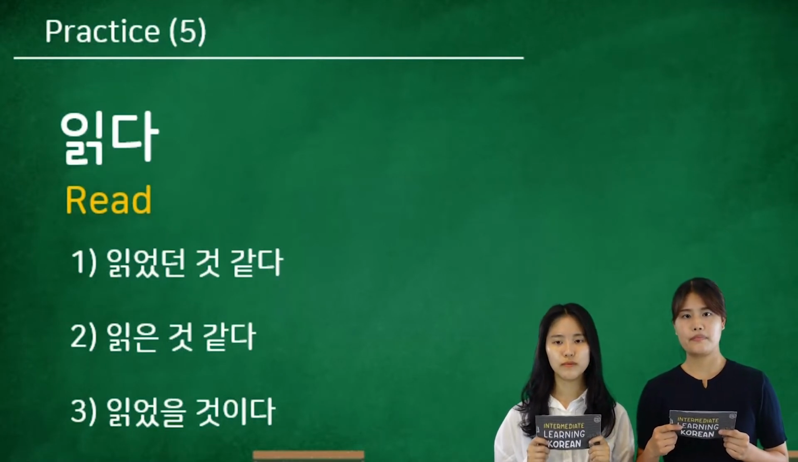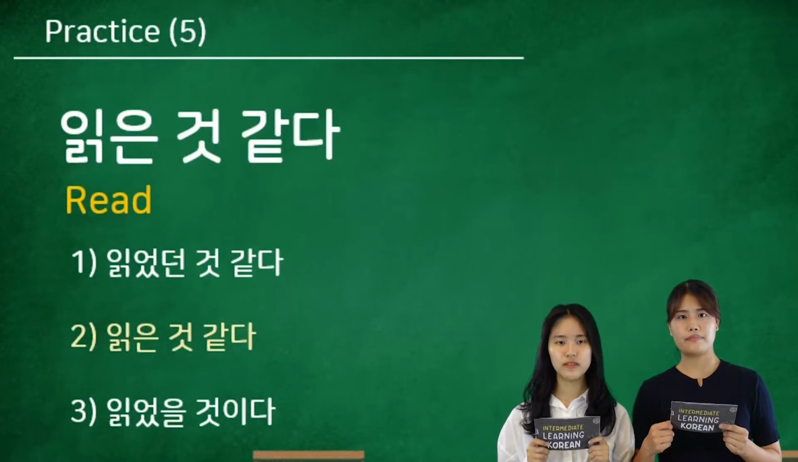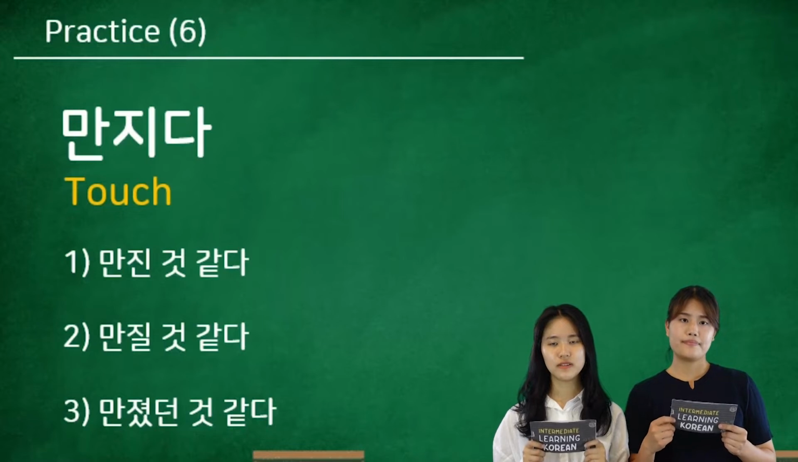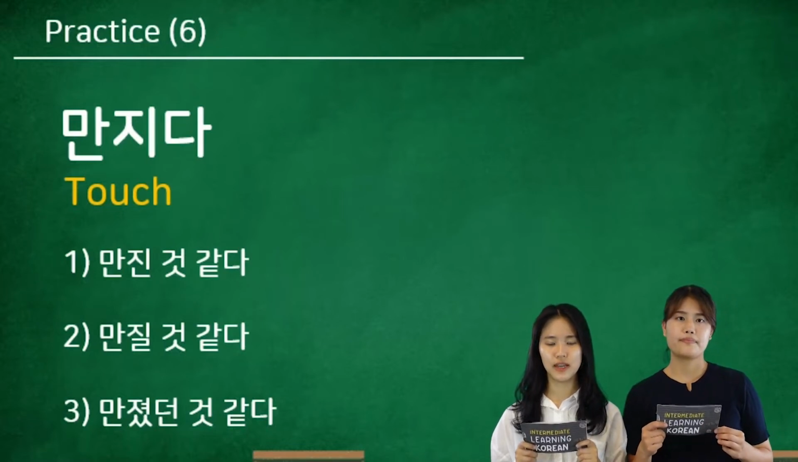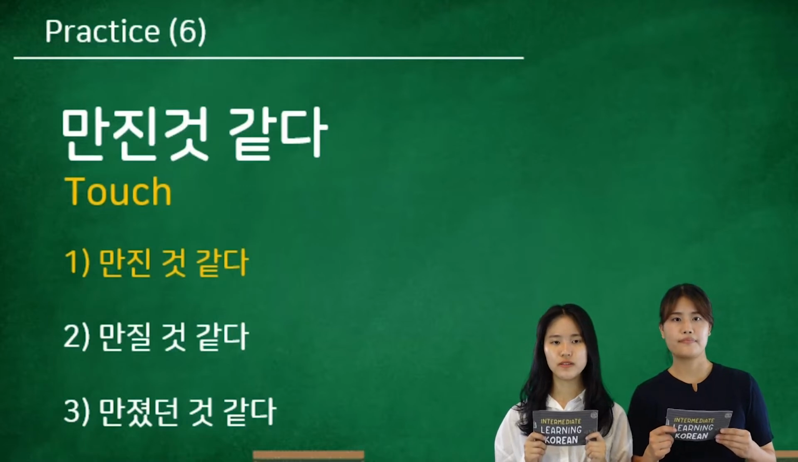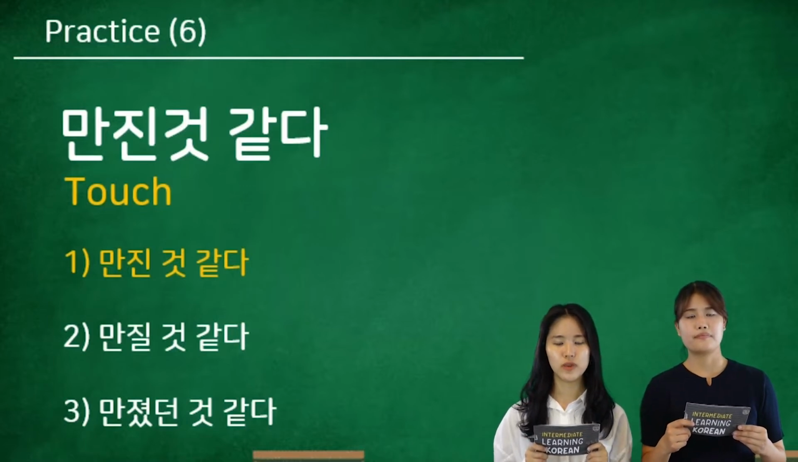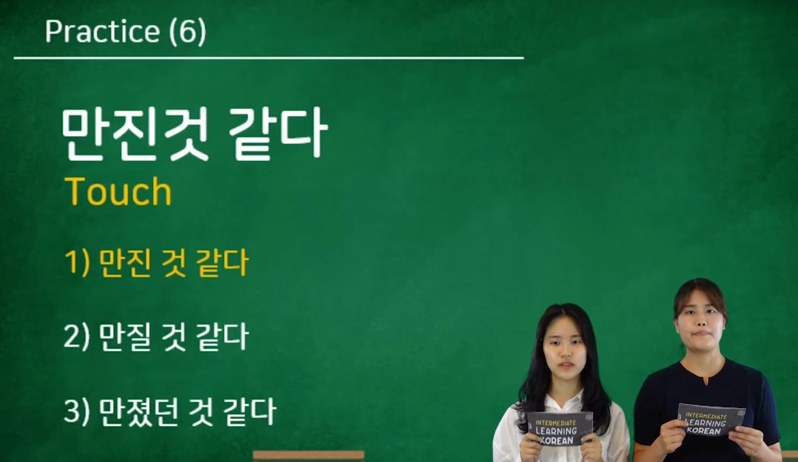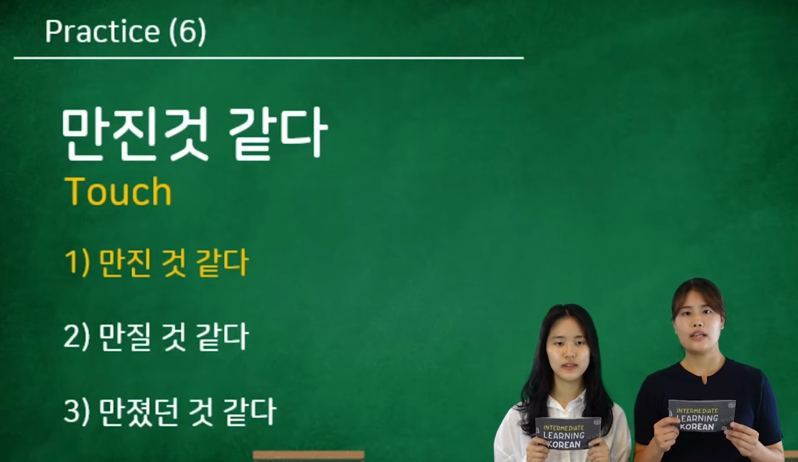Yes, next one, 만지다. How can you change 만지다? Yes, the answer is 만진 것 같다. If you remove 다 from the verb 만지다, there is no final consonant. So we can use 니은 것 같다. Then it becomes 만진 것 같다.